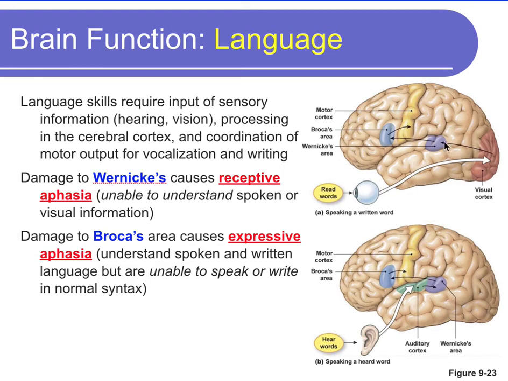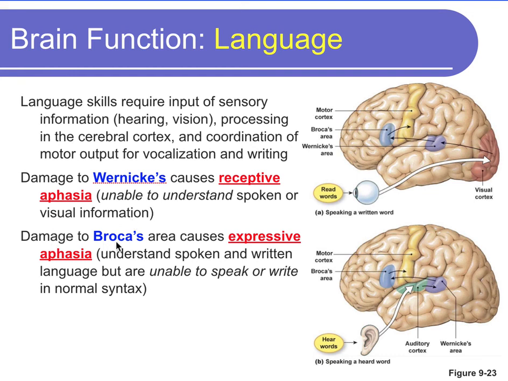So when you have damage to Wernicke's area, it causes something called receptive aphasia. Receptive aphasia means you have problems receiving information, so you're unable to understand spoken or visual information. So someone might ask you, where do you want to eat? But that is not what you hear.